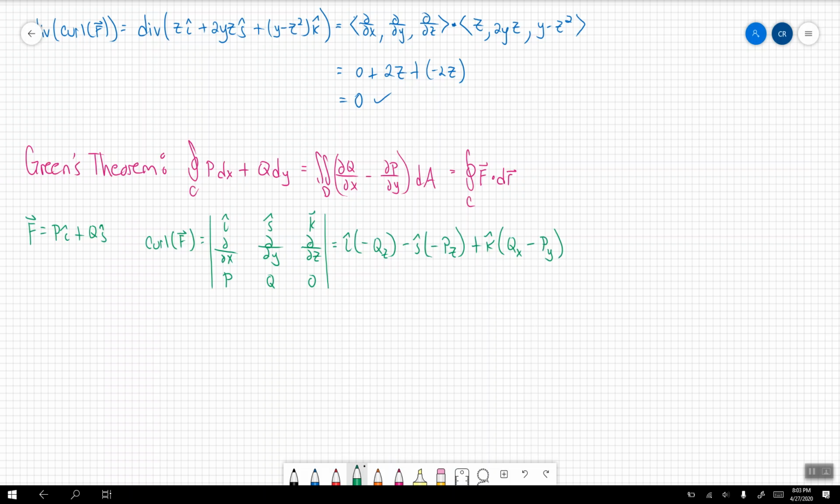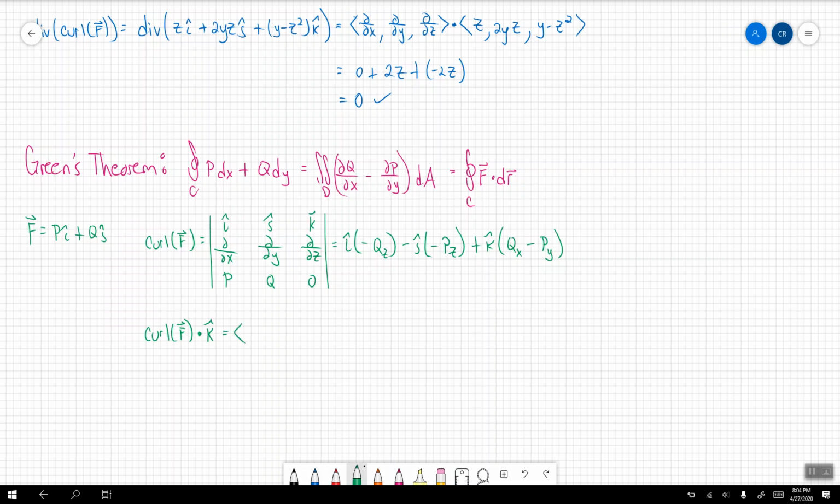Now, looking at this curl, we actually see that this k component is the very last component that we need for Green's theorem. So could we then only isolate this k component? That's a big question. I want to isolate that k component. And there is going to be a way to isolate that k component if I take the curl and I dot this with the unit basis vector k. Now look at what that's going to do.